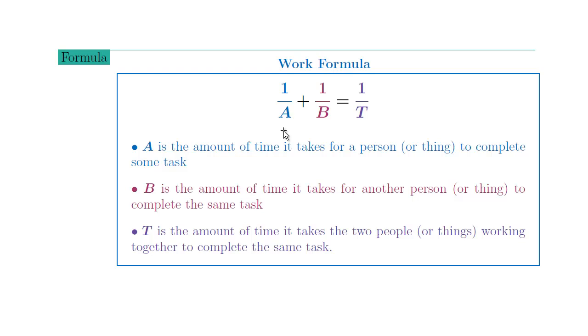The work formula is 1 over A plus 1 over B equals 1 over T, where A is the amount of time it takes for a person or thing to complete some task. B is the amount of time it takes for a different person or thing to complete the same task. And T is the amount of time it would take if the two people or things worked together to complete that same task. This here is the generalized work formula that we can use when we're solving our work problems.